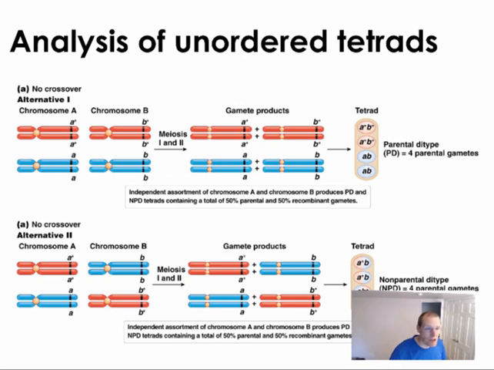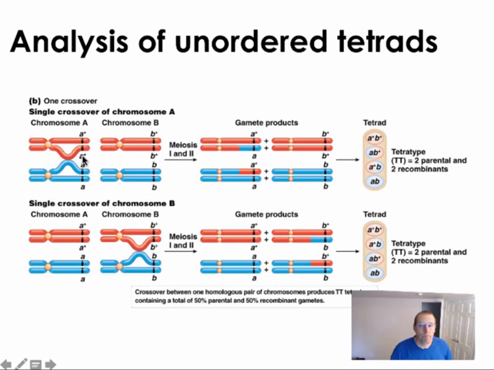Okay, so that assumes no crossover up here. And that gives you your parental ditypes. Alternatively, if you do independent assortment differently than we did at the top here, then we can end up with this configuration of the spores. Basically, the spores are effectively the gametes. They would germinate. They'd be haploid. They don't fertilize, but they would go into the haploid life cycle. So those are your 2 alternatives without any crossing over.